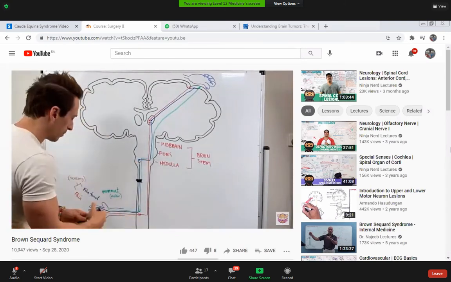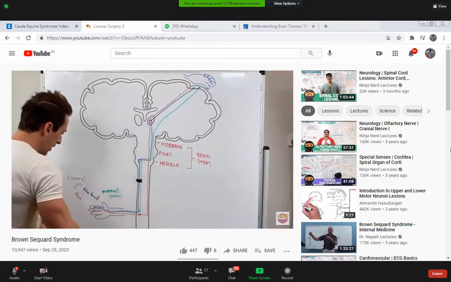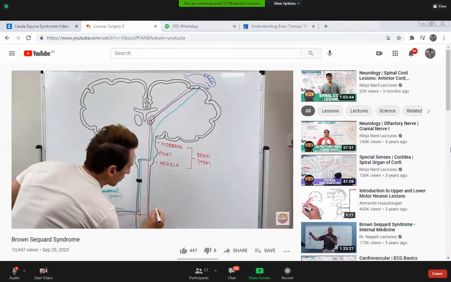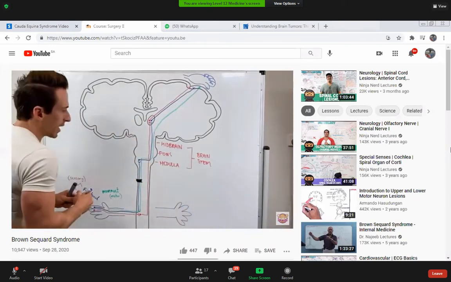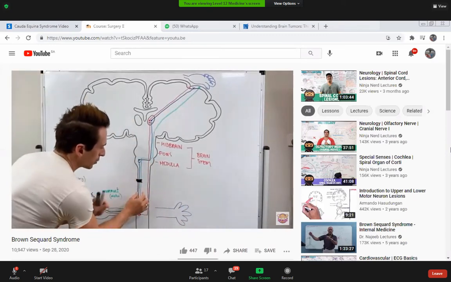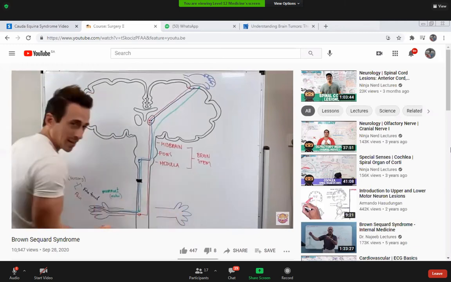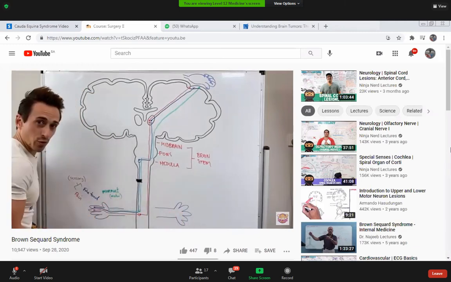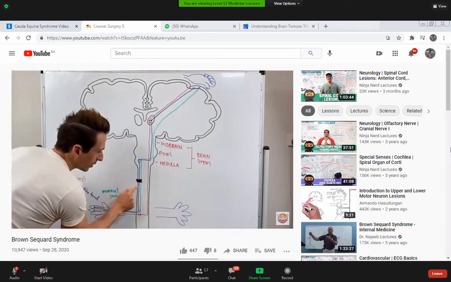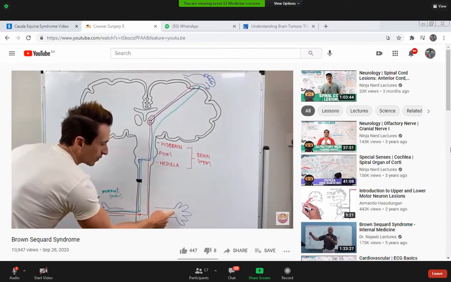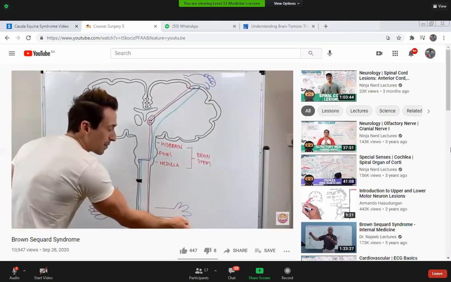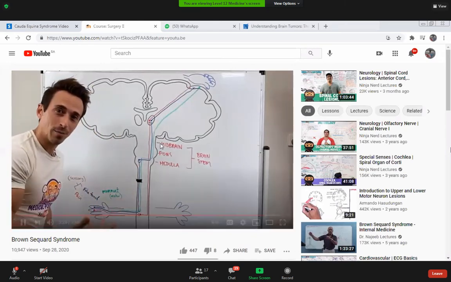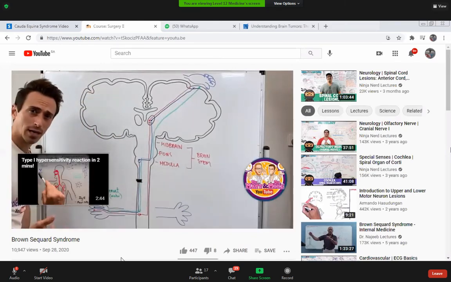But what that also means is, if we have a hand on this side, and you superimpose these on the opposing hand below the level of injury, you will be able to feel fine touch and be able to move the hand, but the temperature will be blocked. So you won't be able to feel the temperature or pain on the opposing hand. And this is called Brown-Séquard syndrome.